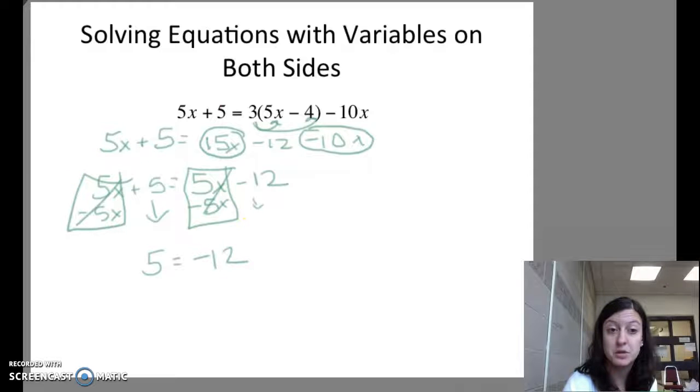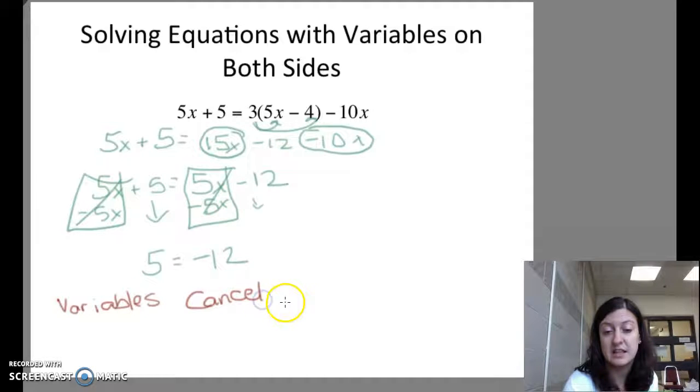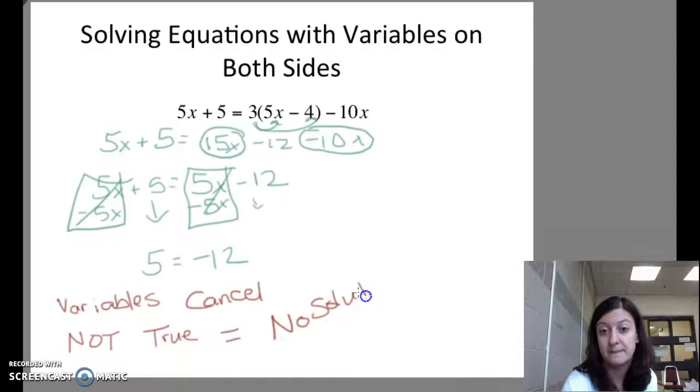Now this is weird because there are no variables remaining. The variables are gone completely, and this is not true. So when the variables are gone, when the variables cancel, and it's left with something that's not true, the answer to that is no solution. Not true equals no solution.